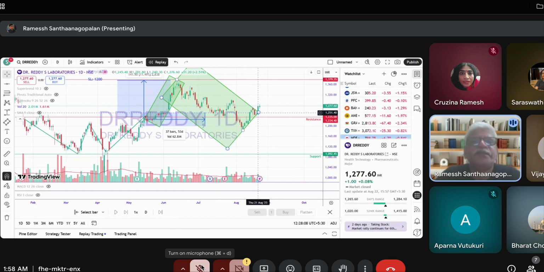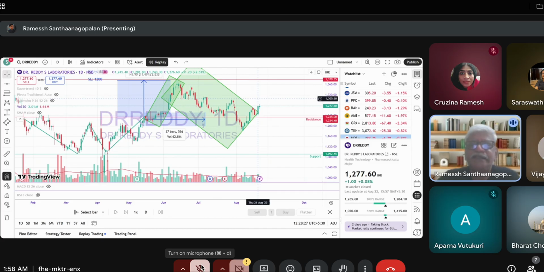So the closing price is 1276. So you can enter at 1277. Exactly, now it is 1277 only. There is a possibility that you can buy at 1277 on Monday also. You can buy it at 1277 and keep track.